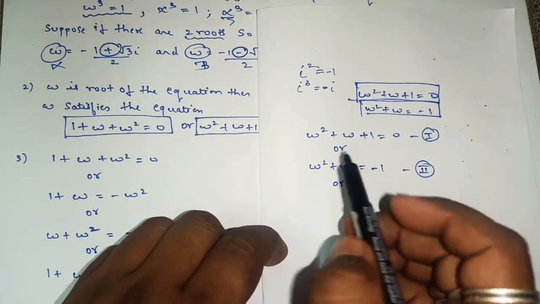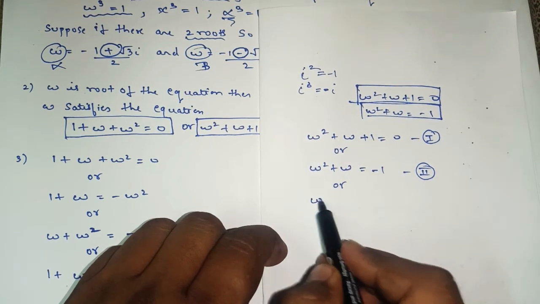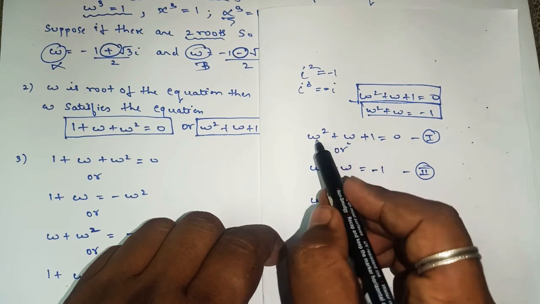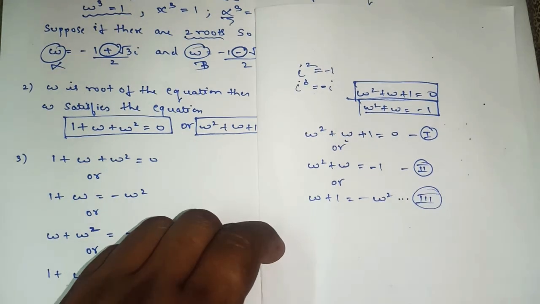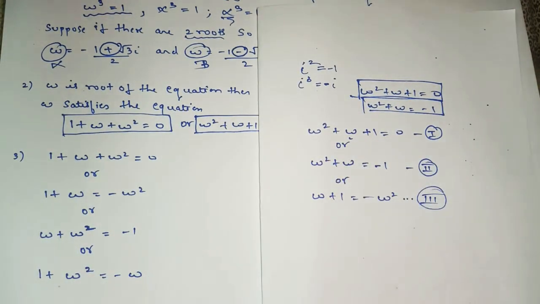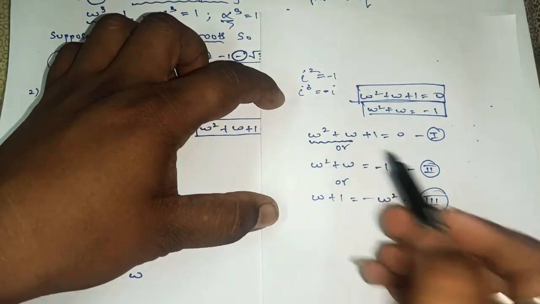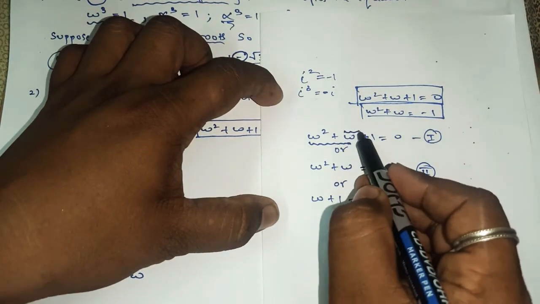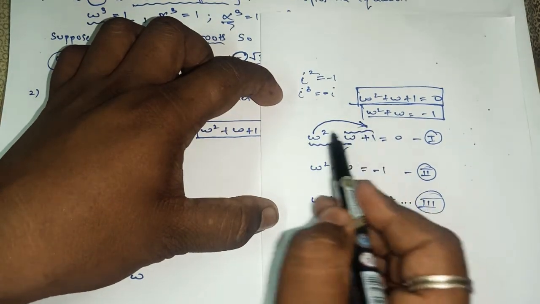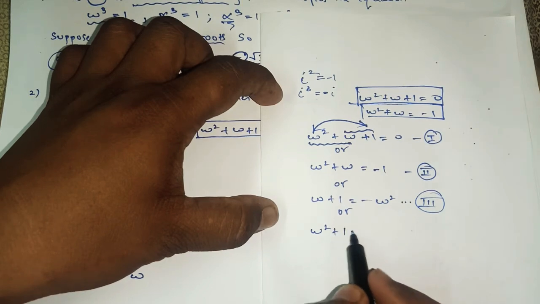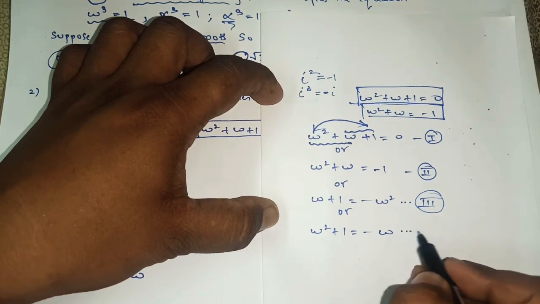Now the third formula. As we had kept w square plus w on the left hand side, now we'll keep w plus 1 on the left hand side. We'll shift this w square to the right hand side, so this will be minus w. So this is the third formula which we got here. So in the first case we kept w square plus w on one side. In the second case we kept w square plus w plus 1 on one side. Now we'll keep w square plus 1 on one side, and we'll shift this plus w to the right hand side. So here you will get minus w. So this is the fourth one.